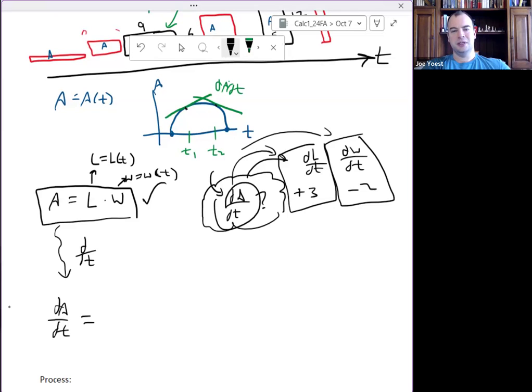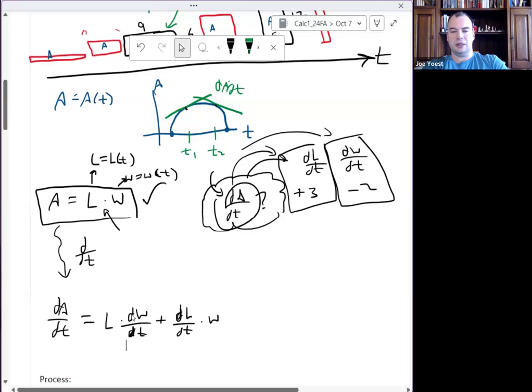Be really careful though. It's a product of two functions of t. We better use the product rule here. So dA/dt is L times dW/dt plus dL/dt times W.